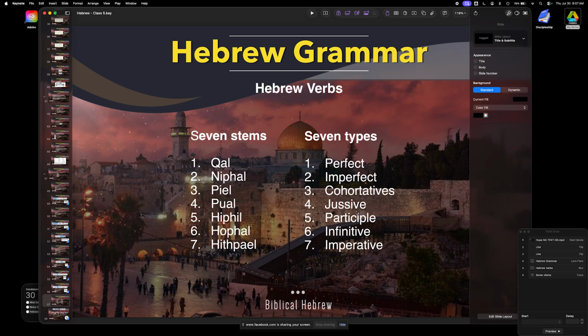A jussive is a command, but with permission. Let yourself do this, or do not let yourself do this. Almost always that "do not be afraid" in the Hebrew is a jussive. Do not let yourself be afraid. So it is a command with that nuance of having a choice.